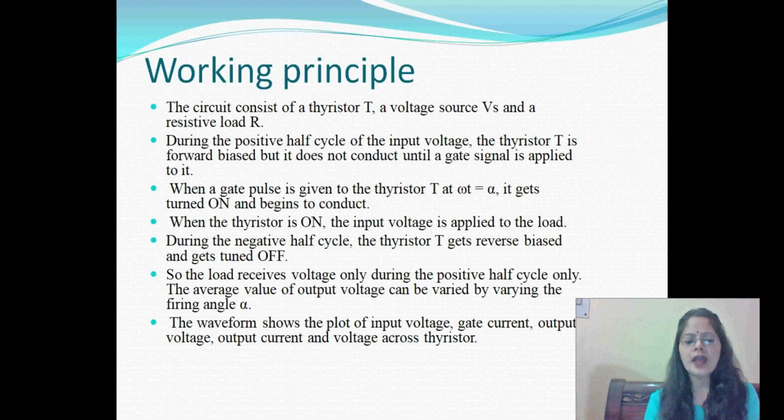Second, when the thyristor is on, the input voltage is applied to the load. During the negative half cycle, the thyristor T gets reverse biased and gets turned off. So the load receives voltage only during the positive half cycle. The average value of output voltage can be varied by varying the firing angle alpha. The waveform shows the plot of input voltage, gate current, output voltage, output current, and voltage across the thyristor. This point I already explained, so kindly remember this.